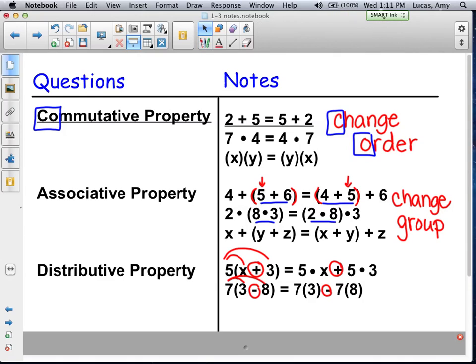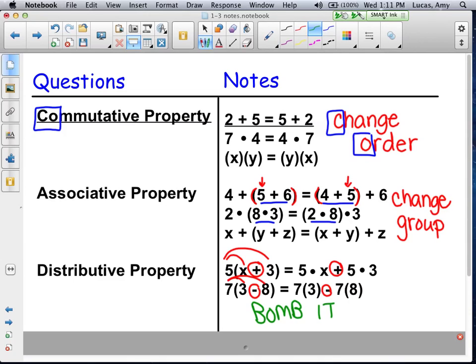A lot of times we talk about distributing and we say bomb it. It's like you're bombing everything. So it's kind of like these little arcs that we draw are like bombs, like you throw the bomb. Or football, you throw a pass to a couple different receivers. So distribute to everything in your parentheses.